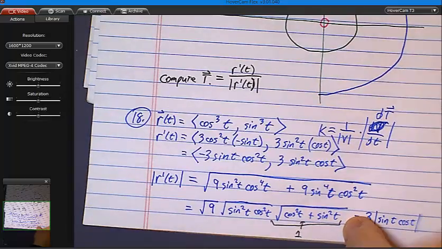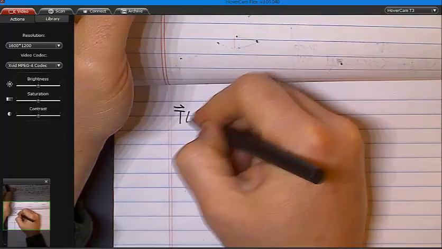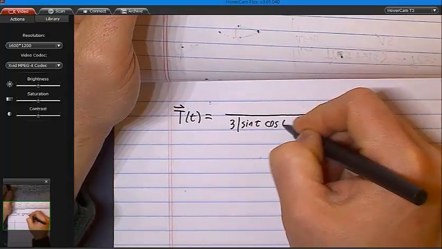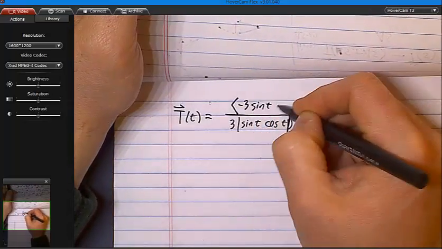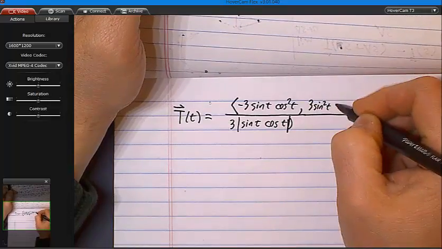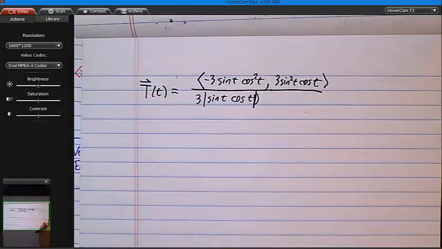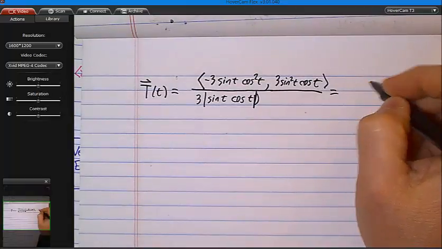And so I'm going to go to the next page to continue the problem. But I think at this point you guys will be happy saying that my unit tangent vector, so let me copy it down, capital T of t is something over 3 times the absolute value of sine t cosine t, and the something was this vector, negative 3 sine t cosine squared t, comma, 3 sine squared t cosine t. And of course now what you could do is factor out your 3's, because it's just a 3 times this vector, and then the 3's are going to cancel. So I could say it's something like this.